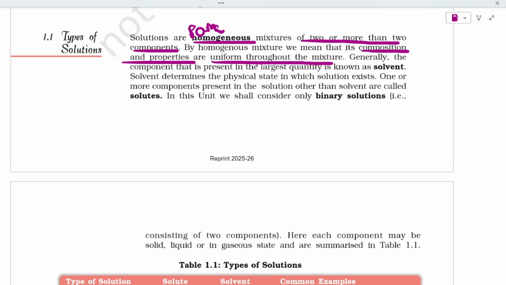Generally, the component that is present in large quantity is known as the solvent, and the one present in small quantity is known as the solute. For example, in a salt solution in water, water is the solvent because it is present in more quantity, and salt is present in less quantity, so it is the solute. Now we shall begin with binary solutions, that is, those consisting of two components.